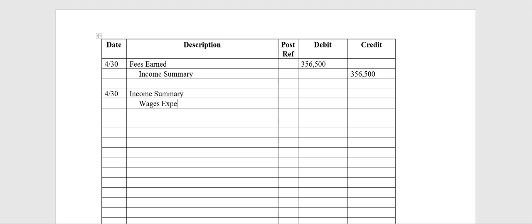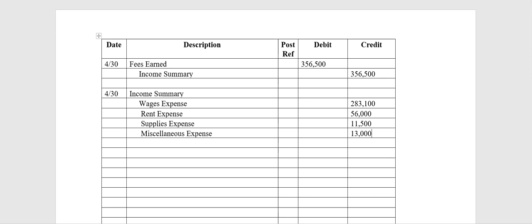So we had wages expense. We're going to credit it for the $283,100. We also had a rent expense. We're going to credit that for the full $56,000 that is sitting in the ledger account for rent expense. We also had a supplies expense. And the supplies expense balance was a debit of $11,500, so we're going to credit it to close it out for $11,500.